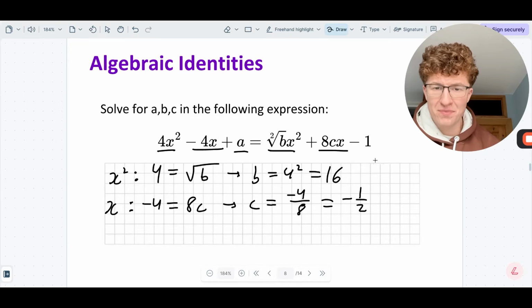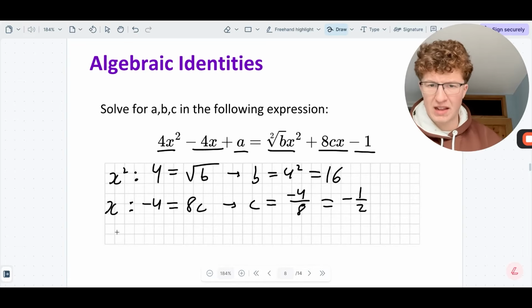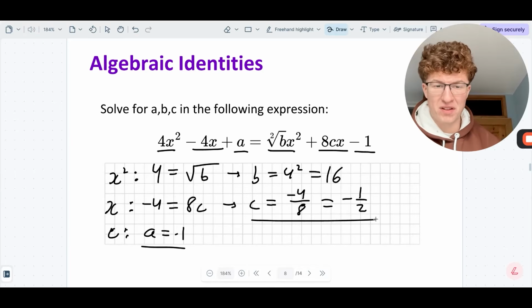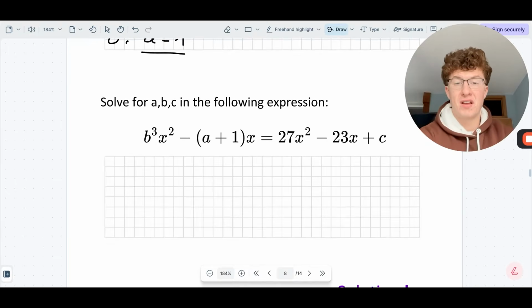Now, last thing, a is equal to minus 1. And I think that's just it. There's just a constant term here. We just have a is equal to minus 1. So a is minus 1, c is minus a half, and b is 16. That's the answer to that question.